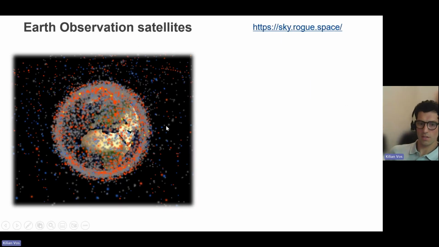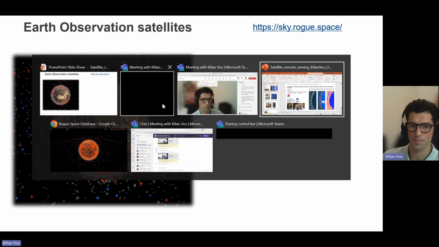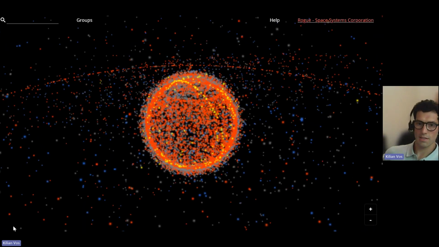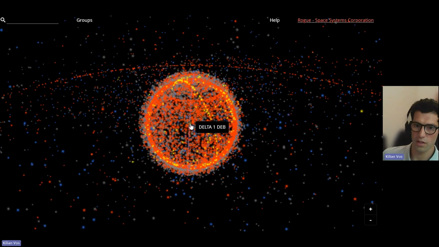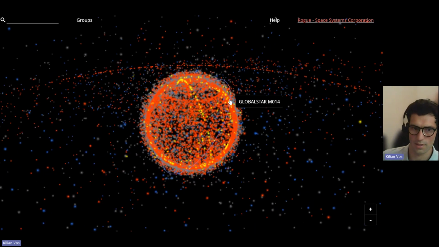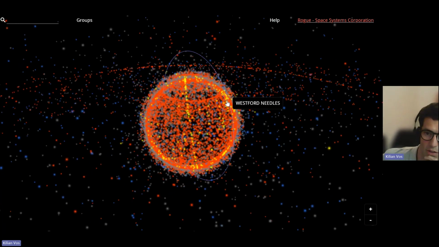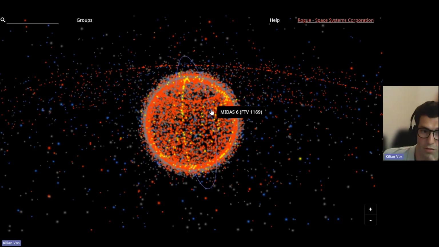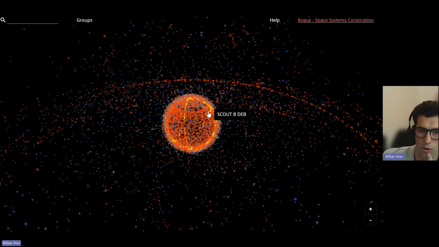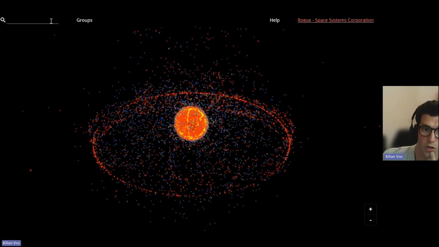So I'll show this little app where you can see all the objects that are currently orbiting the Earth. It's absolutely crazy how many there are. There are thousands of satellites around the Earth, all with different purposes. And the ones that we're looking at here are Earth observing satellites, so they're relatively close to the Earth.